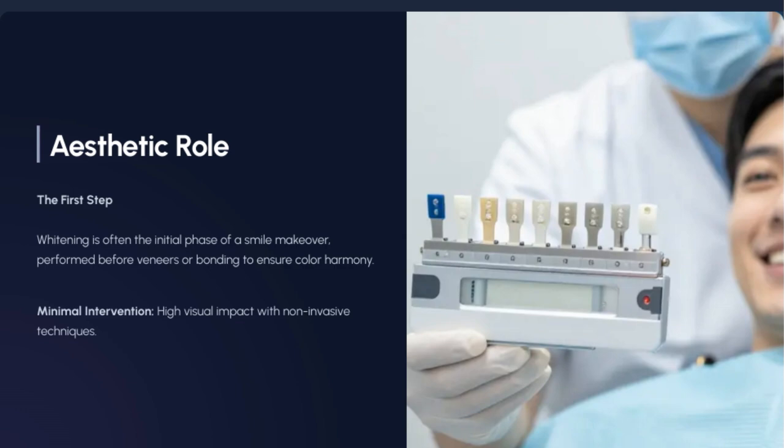It's usually done before placing veneers or doing bonding, because it helps to establish a uniform, harmonious color foundation for the new restorations. Think of whitening as setting the stage for the rest of the aesthetic work. It ensures that when we add veneers or bonding, everything blends seamlessly, creating a natural, beautiful result. So, this initial whitening isn't just about brightness, it's about creating the perfect starting point for the entire aesthetic plan.